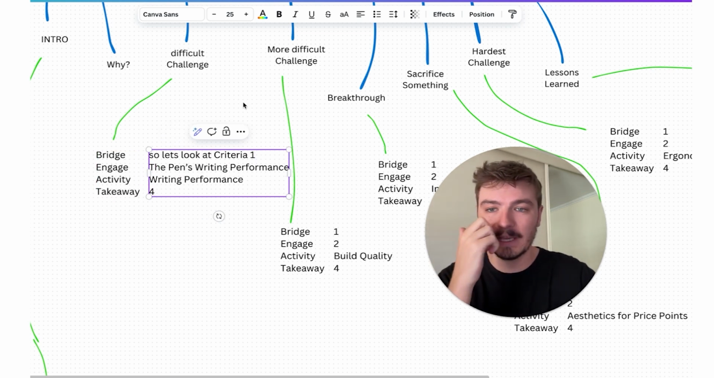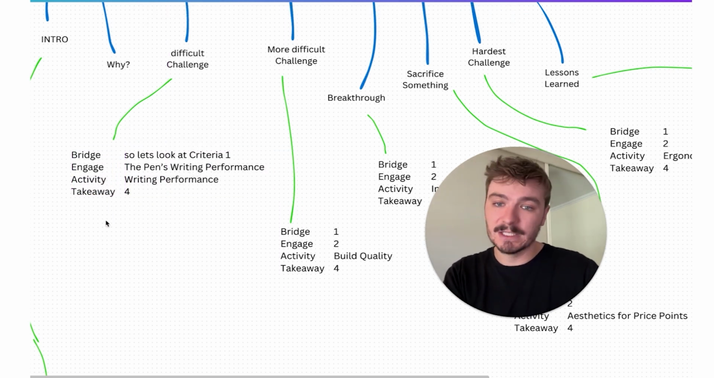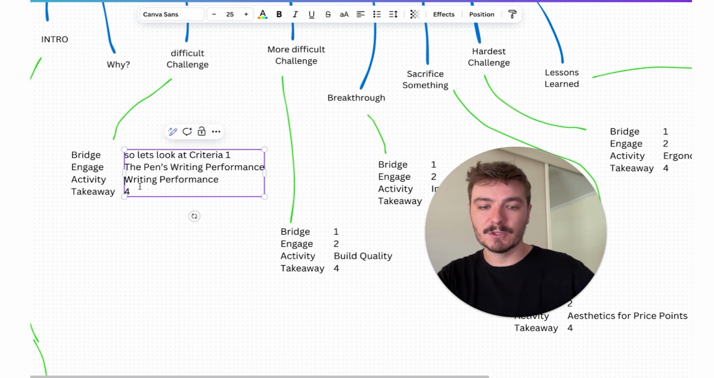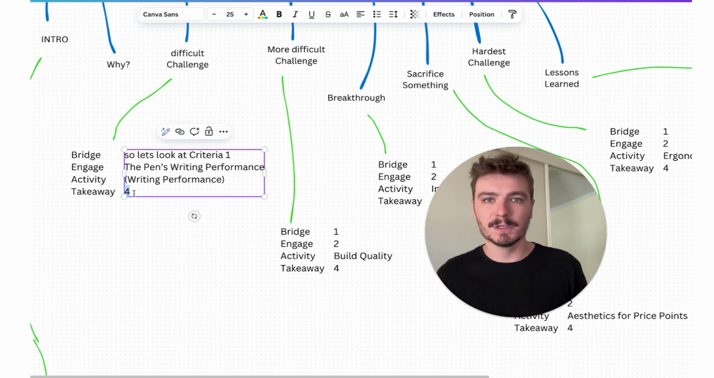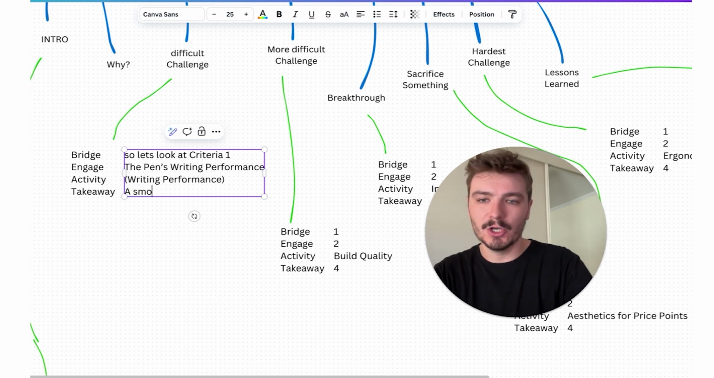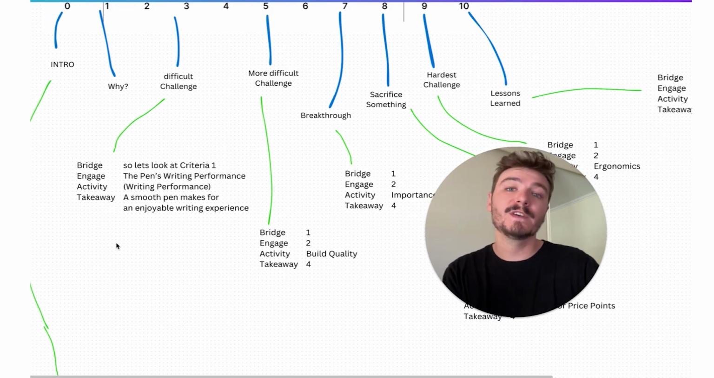And for this one, it's pretty easy. We'll just do, so let's look at criteria 1, the pen's writing performance. And then here, I'll script this later. You don't have to watch this. I'll talk about the writing performance of the different pens. And then lastly, we'll have the takeaway. So the takeaway here will be why the writing performance is so important. So, you know, that's just a smooth pen makes for an enjoyable writing experience. There we go. So there's the takeaway, and we finish with the takeaway.